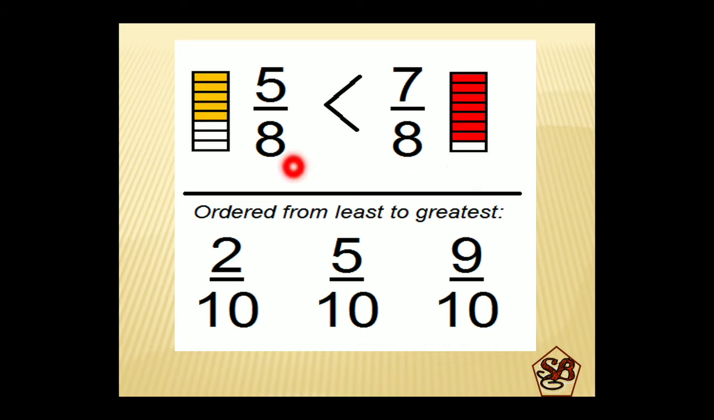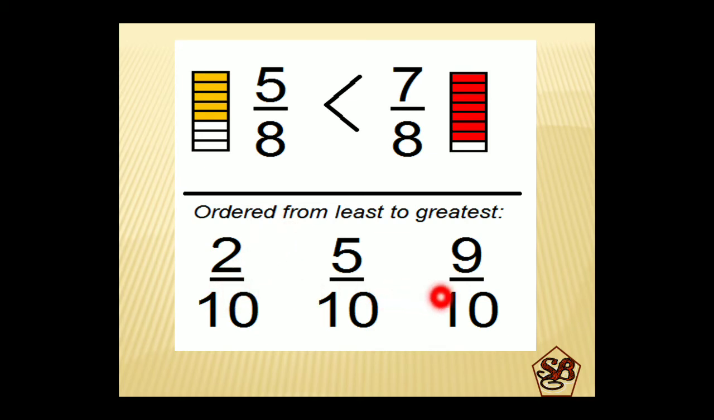Here is one more example. 5 by 8 and 7 by 8. This you can see in the form of a picture also. Both the rectangles are divided into equal parts, that is 8 and 8. But in this case, 7 parts are shaded and in this case, only 5 parts are shaded. And you can see that this is a bigger part. So, 7 by 8 is greater than 5 by 8.